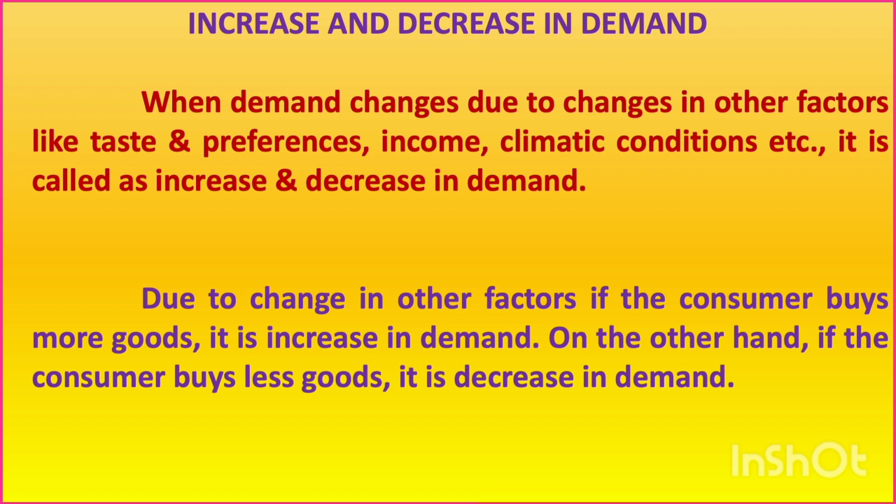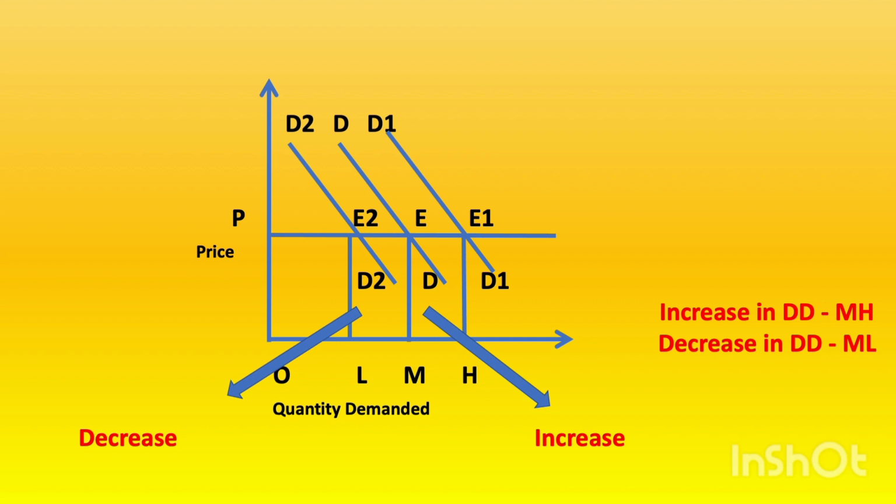So here, due to changes in other factors, if the consumer buys more goods, it is called an increase in demand, and if the consumer buys less goods, you tell it as a decrease in demand. Okay, so this also we'll see with the help of the graph. In this graph, on the y axis price is measured, on the x axis the quantity demanded is measured, and you can see that OP is the price, and at OP price different quantities have been demanded, that is L, M and H. This we will see in detail.